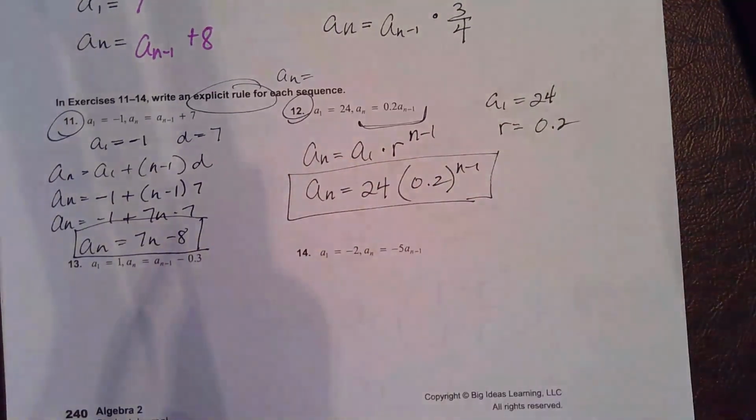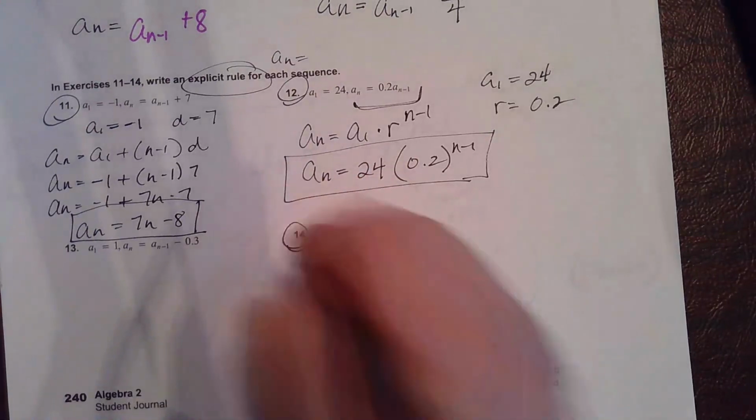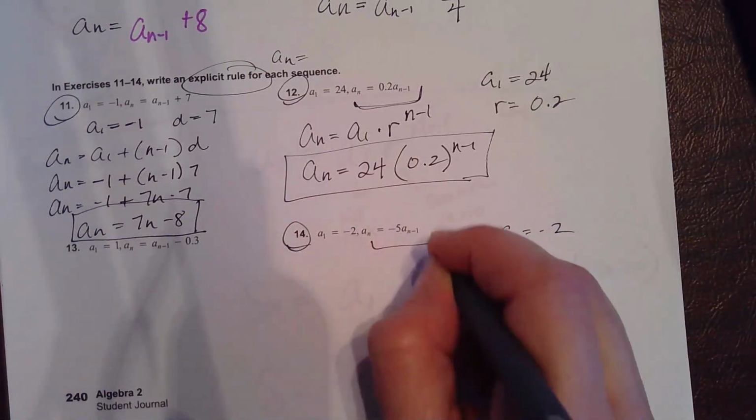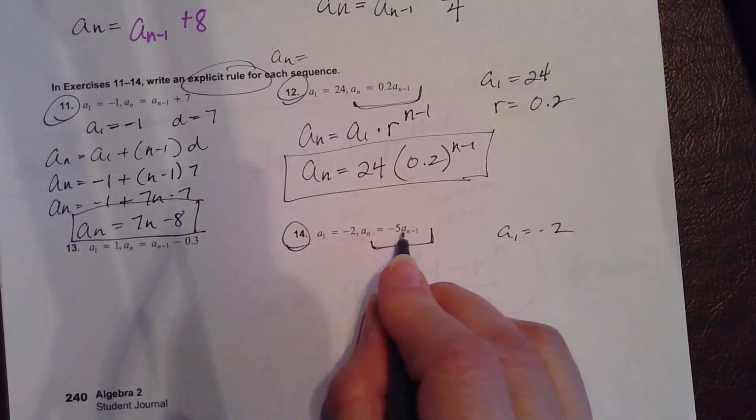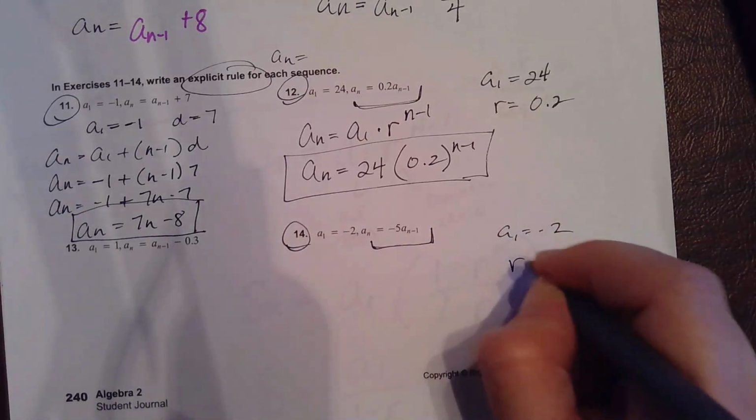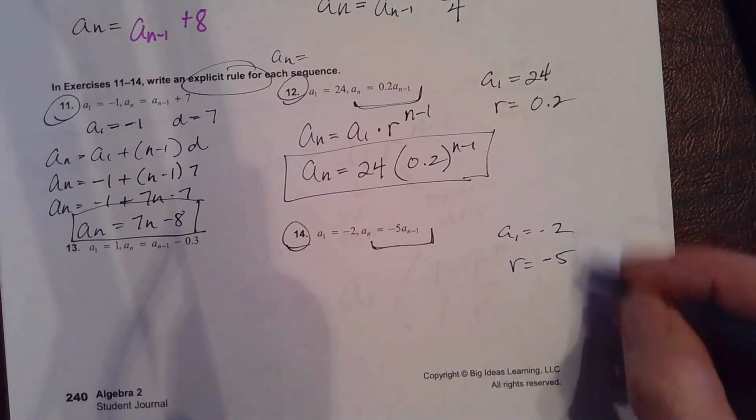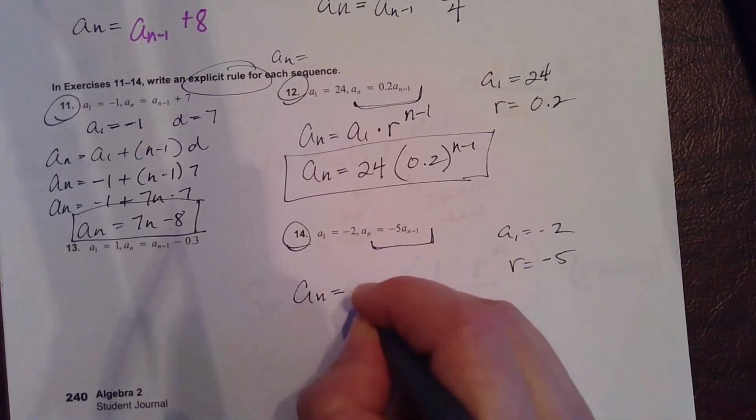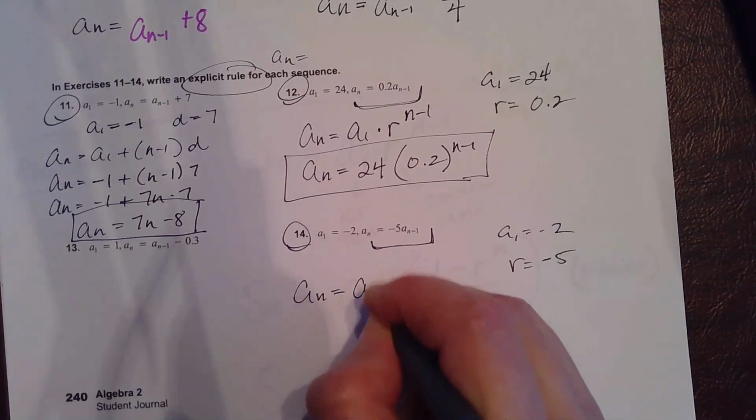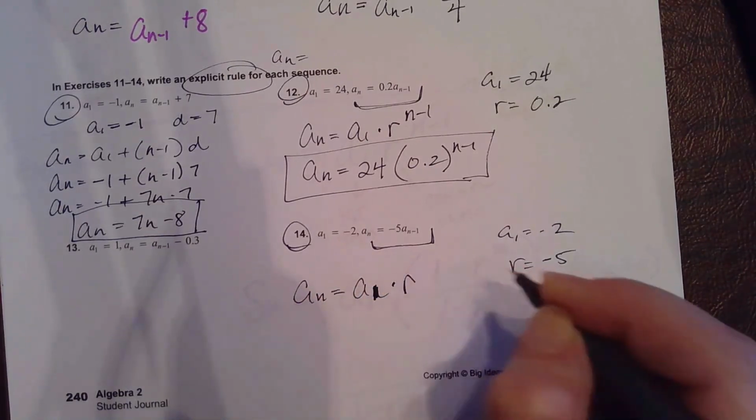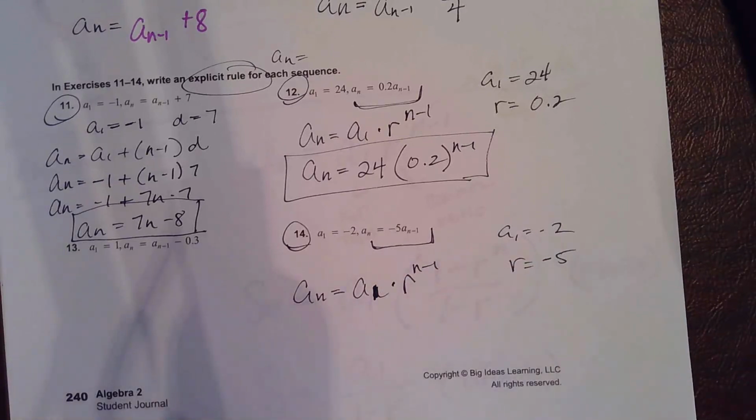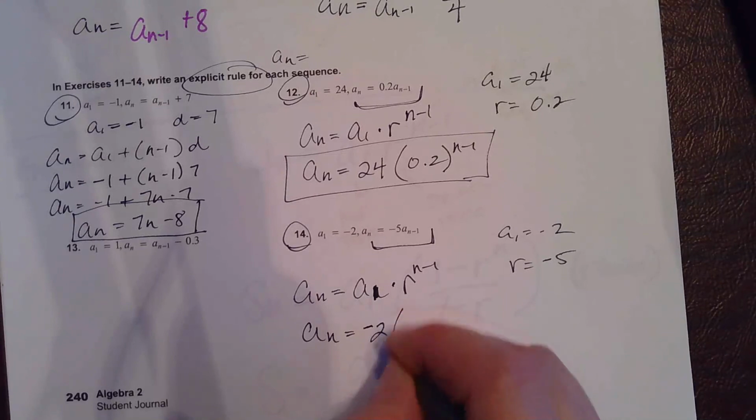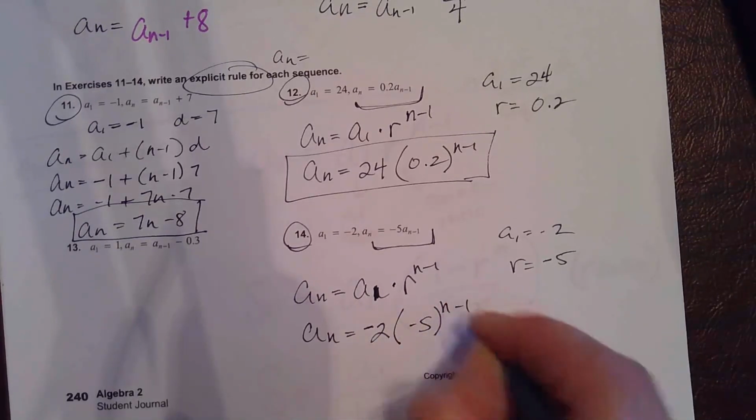Let's do one more. Number 14. So notice I'm giving you your first term is -2. What am I telling you here? I'm telling you to take your previous term and multiply by -5. So I'm giving you a common ratio. So now you know that this is geometric. So you would write your equation by following the geometric rule, which is a sub 1 times r to the n minus 1. So this would be -2 times -5 to the n minus 1.